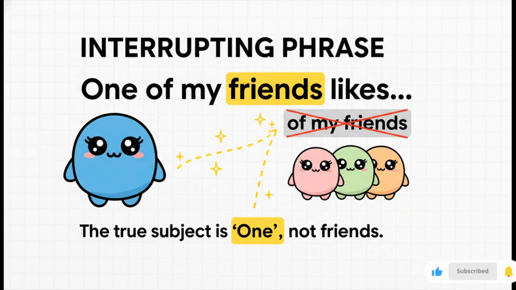Check out this sentence. You see that phrase, of my friends, squeezed right between the subject and the verb. Your eyes are immediately drawn to the plural word friends, and your brain screams plural verb. But wait, friends isn't the subject. The real subject is one. The trick is to mentally cross out that interrupting phrase. Then it becomes clear. One likes.